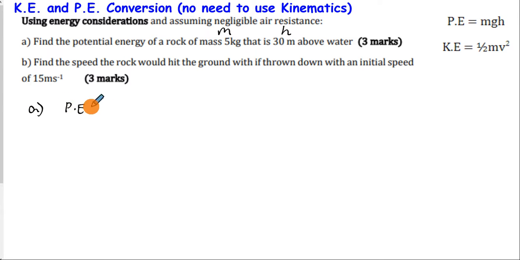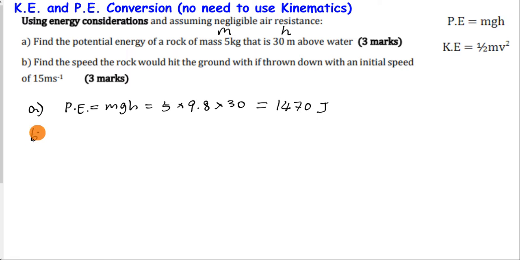PE equals mgh, so mass is 5, gravitational acceleration number is 9.8, that's for g, and height is 30. And that equals 1470, and because it's an energy calculation, that's the same as work's unit, so that's joule as the unit.